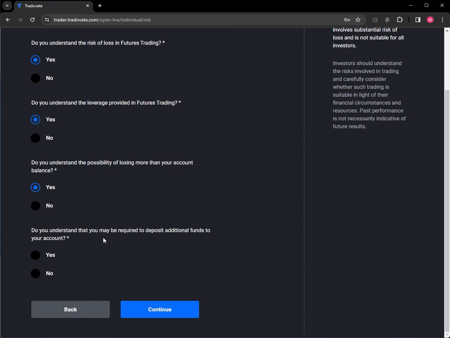Do you understand that you may be required to deposit additional funds to your account? Yes, and that goes along with what I just said. If you end up going below zero in your account, you're going to be required to pay them what you owe them and deposit more funds into your account. So answers to all these should be yes.